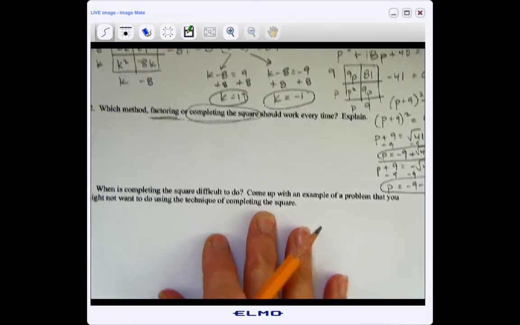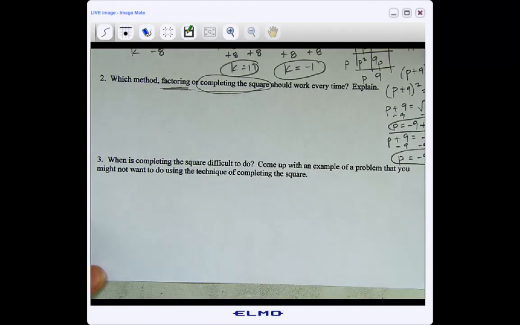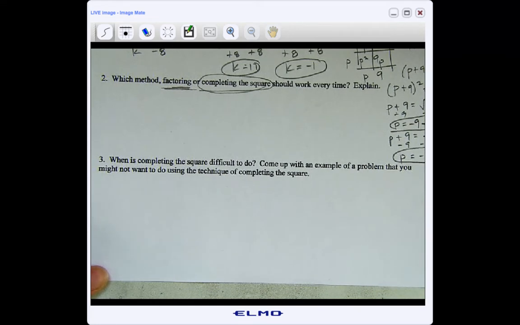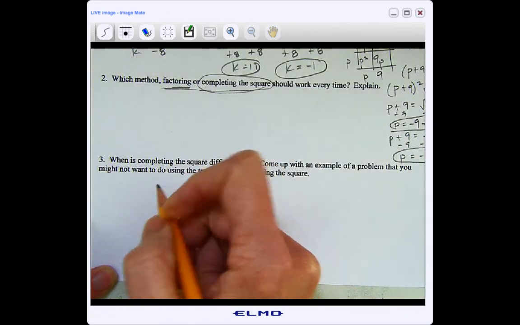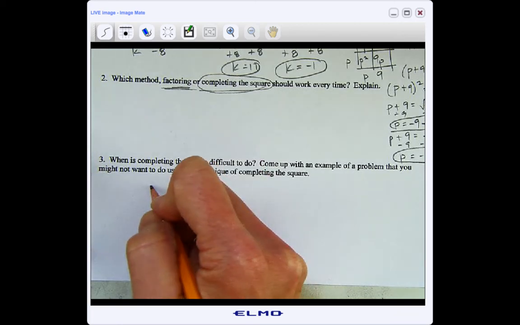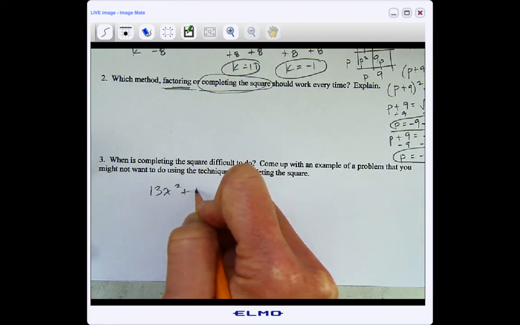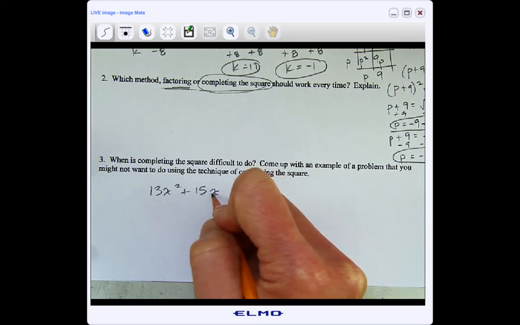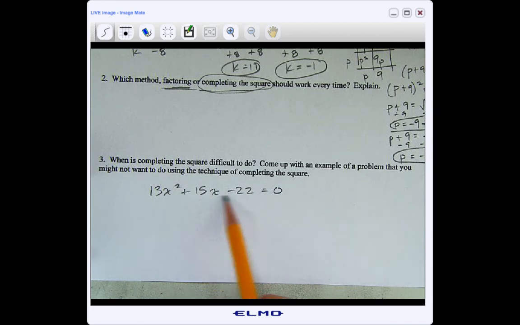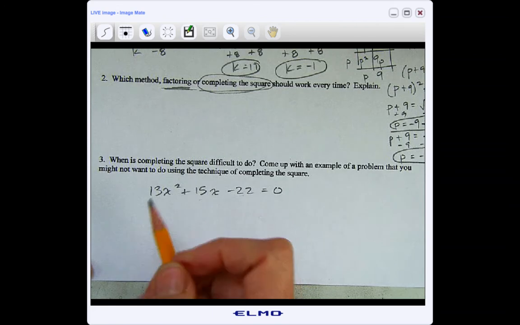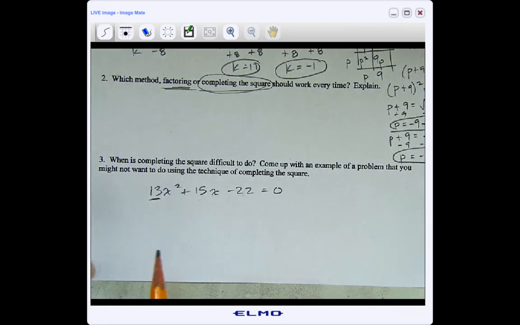Okay, so when is completing the square difficult to do? Well, it's almost kind of tedious every time, but it's especially tedious if you have an a value that you've got to deal with. Like let's say I had 13x squared plus 15x minus 22 equals 0. I'd have to start by dividing everything by 13, and that's going to make kind of a mess out of this. I'd end up with a lot of fractions that I'd have to work with. So having a value other than 1 makes it kind of messy.